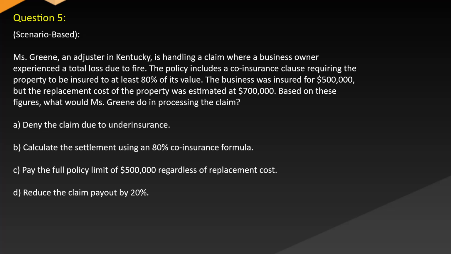A. Deny the claim due to underinsurance. B. Calculate the settlement using an 80% coinsurance formula. C. Pay the full policy limit of $500,000 regardless of replacement cost. D. Reduce the claim payout by 20%.